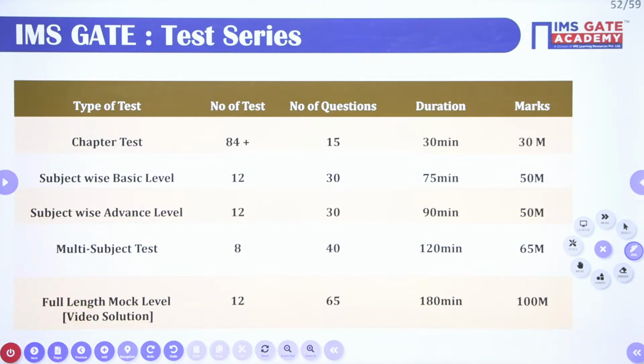So these are the various tests we are having. This one, regarding all this we have discussed. So this is the statistics.